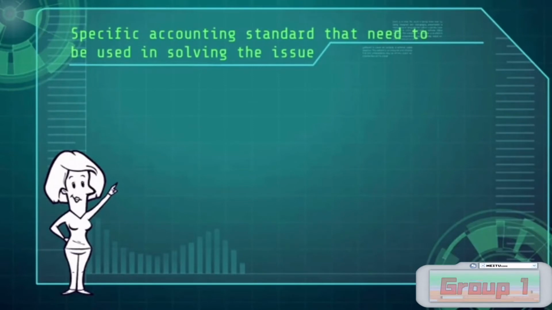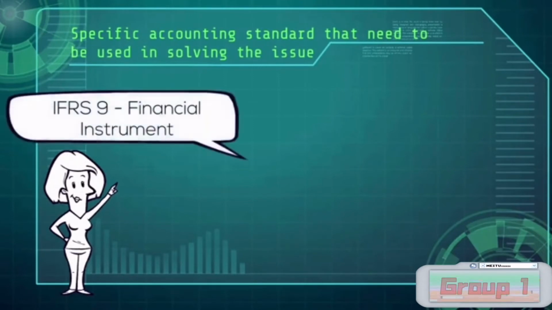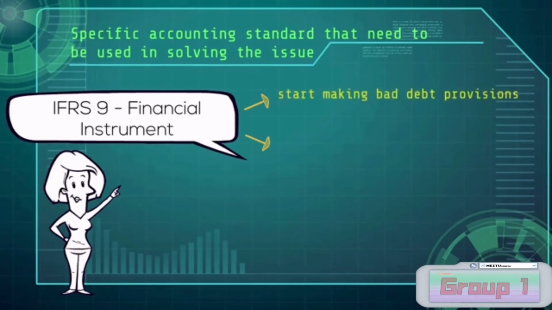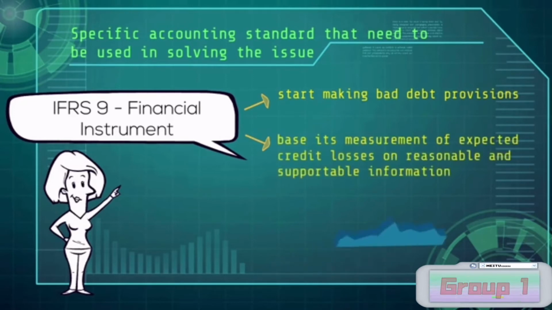Obviously, it's IFRS 9, Financial Instruments. The new IFRS 9, which is effective January 2018, is aimed at increasing the accuracy and transparency of how credit risk is represented on a company's balance sheet and P&L. Under the new regulations, companies will have to start making bad debt provisions for possible future credit losses in the first reporting period. IFRS 9 requires an entity to base its measurement of expected credit losses on reasonable and supportable information that is available without undue cost or effort.